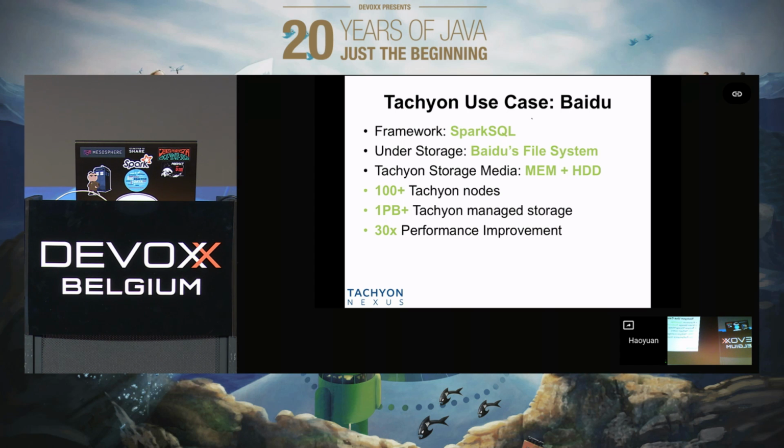One query, in the example they gave, took 1,200 seconds to process, which is 20 minutes, using MapReduce without Tachyon. Then they switched to Spark, and the time reduced to 300 seconds, which is 4 times faster. Then they added Tachyon into the picture, and they further reduced the time to 10 seconds, which is another 30 times faster. So in total, it's about 100 times faster. That's the production use case by Baidu.